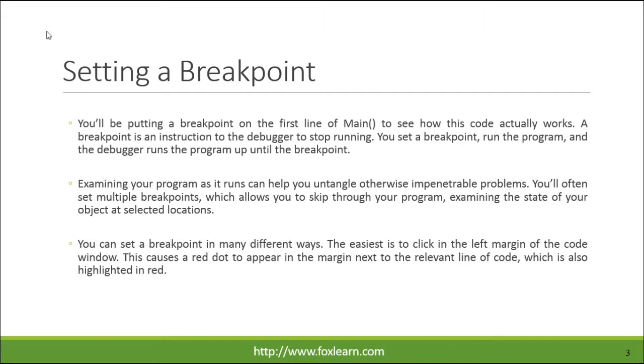You'll often set multiple breakpoints, which allows you to skip through your program, examining the state of your object at selected locations. You can set a breakpoint in many different ways. The easiest is to click in the left margin of the code window. This causes a red dot to appear in the margin next to the relevant line of code, which is also highlighted in red.